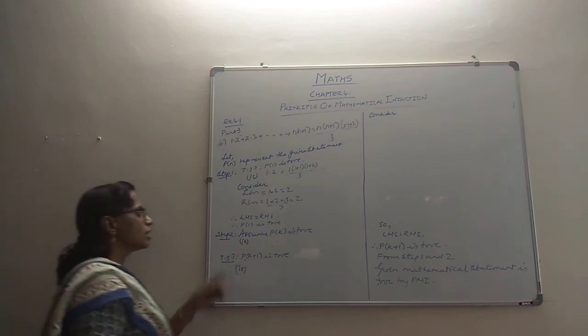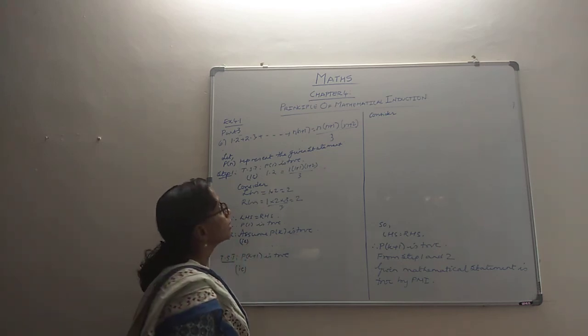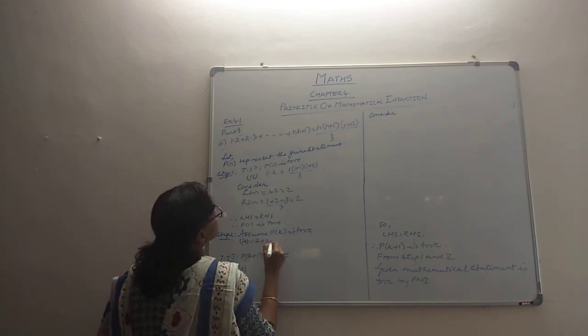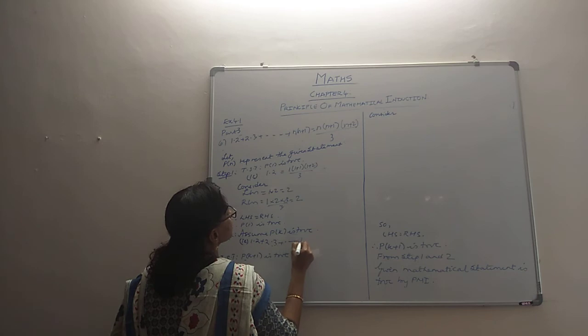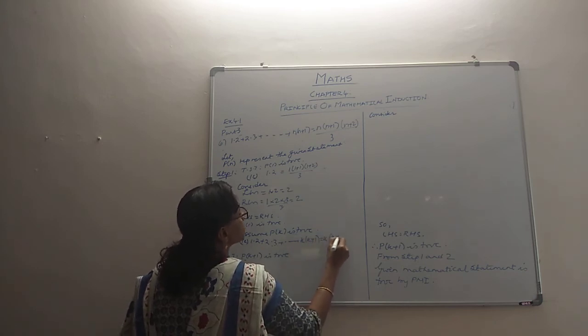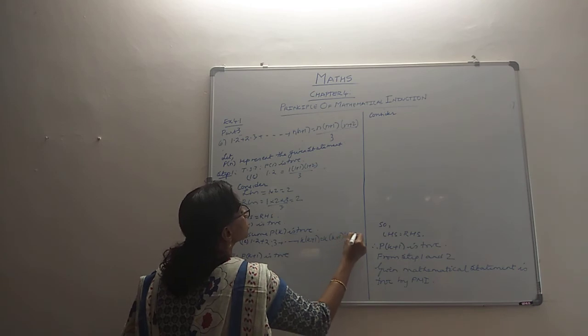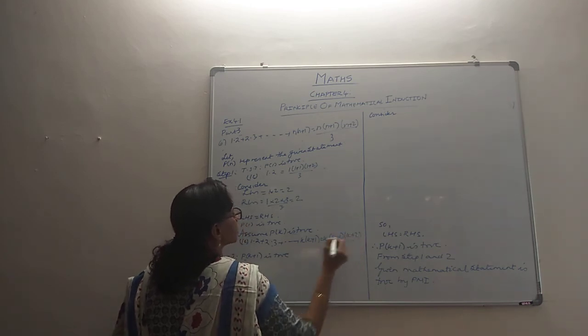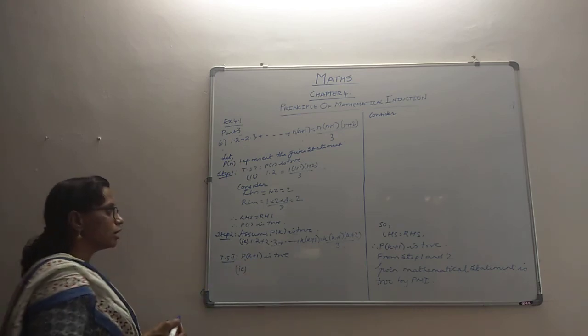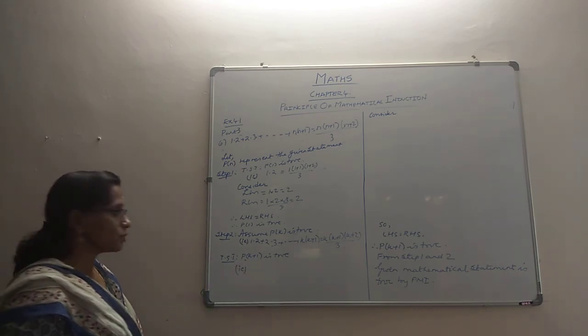Now, assume that P of k is true. In the given statement, wherever n comes up, we'll substitute k. So 1 into 2 plus and so on plus k times k plus 1 is k times k plus 1 into k plus 2 by 3. Using this, you have got to show that P of k plus 1 is true.